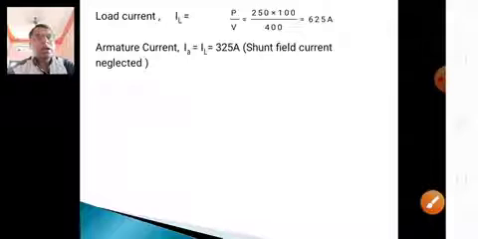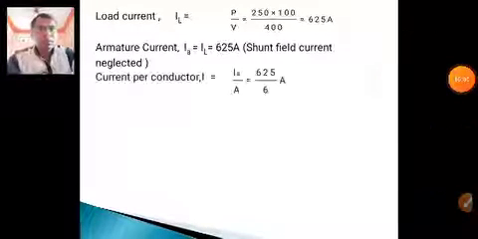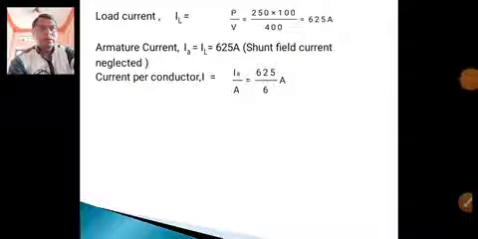And the armature current IA equal to IL, because neglecting the shunt field, we connect in series. So IA equal to IL, that is 625 amps. Here IA equal to 625 amps. The shunt field current is neglected because it is connected in series.